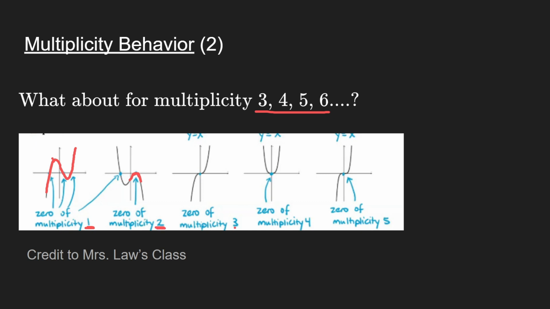But if we get into multiplicity 3, things get a bit weird. It doesn't cross the x-axis as smoothly. Notice how there's some kind of space here that's not cleanly passing through the x-axis.